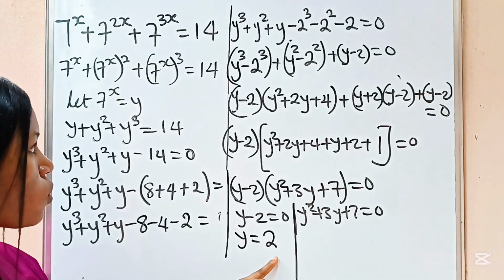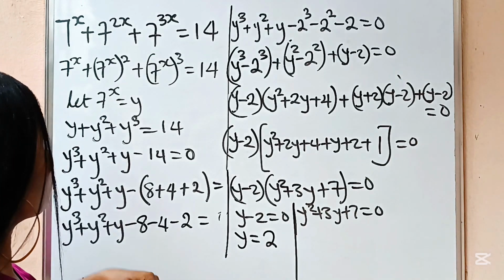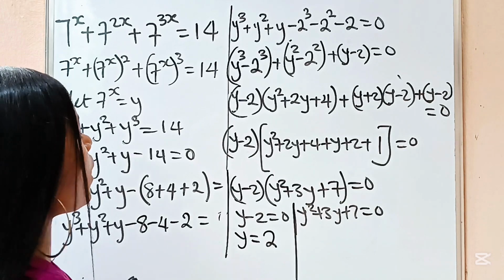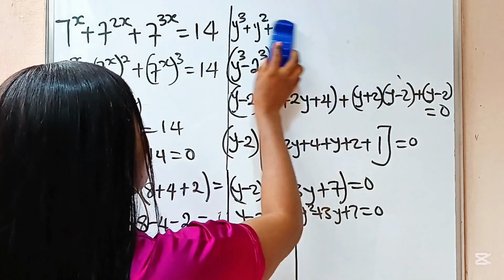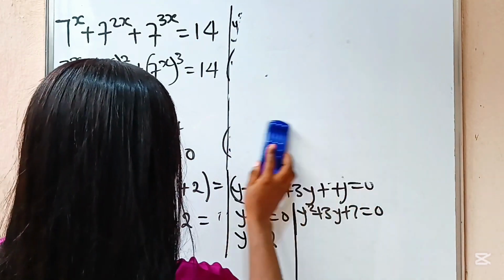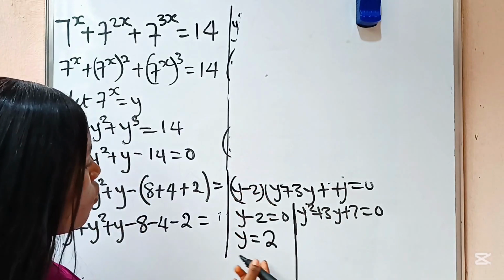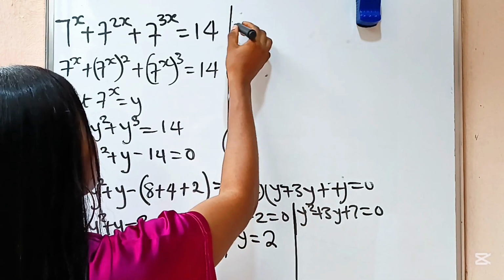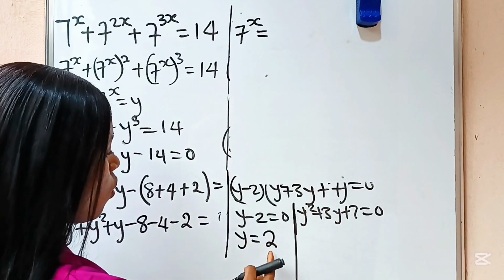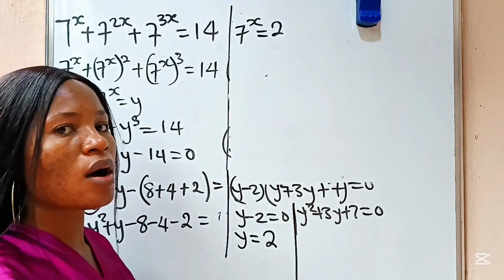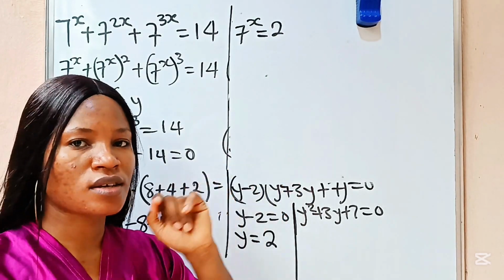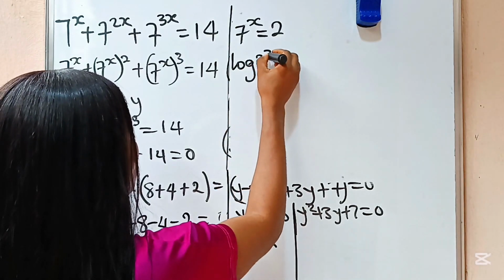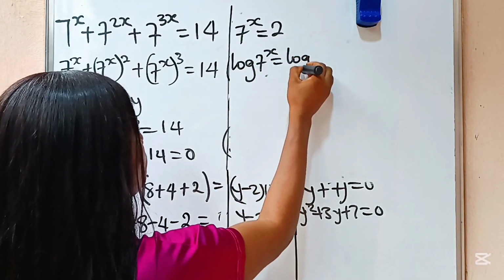Now y is equal to 2. Recall that our y is 7 to the power of x. All right, so we can then solve. Permit me to clean this place. So we can then solve y, sorry, 7 to the power of x is equal to 2, right? Now we are going to introduce log to both sides of the equation. So we are going to have log 7 to the power of x is equal to log 2.